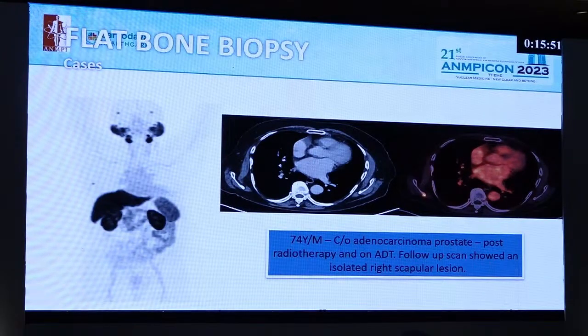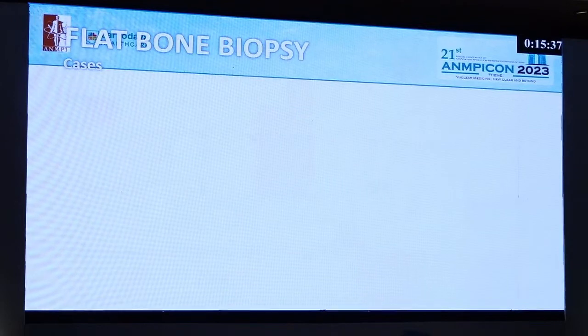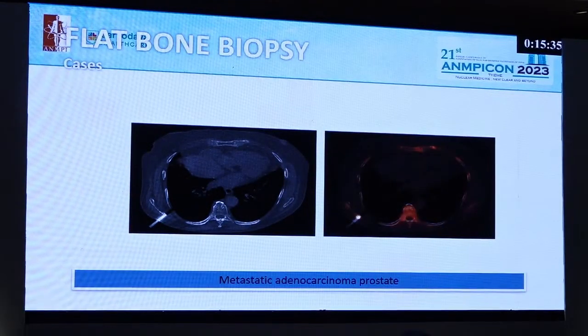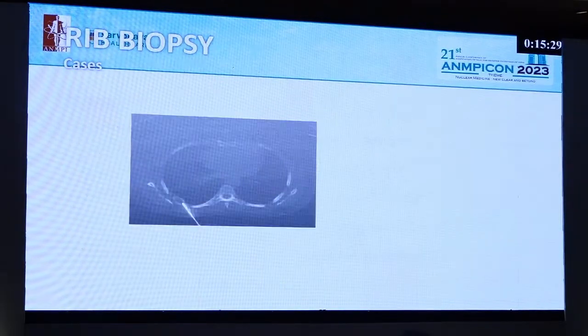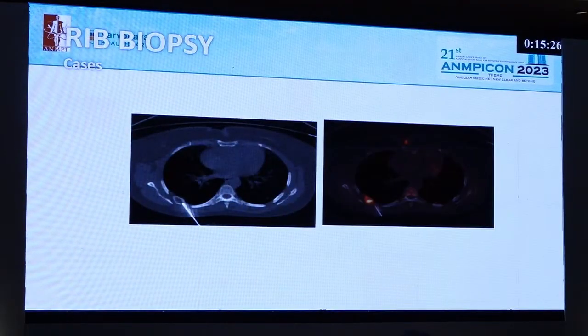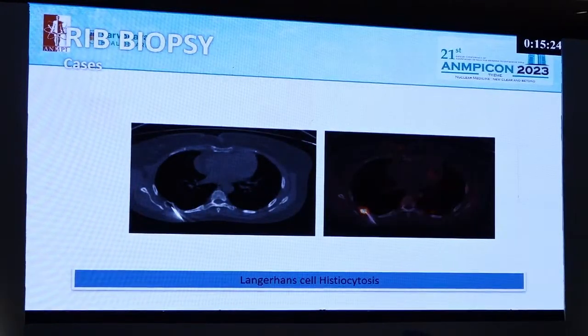In this case, we are showing that we are not only doing biopsies from long bones and vertebrae, we are also targeting some peripheral sites like the scapula and rib. In this case, the patient has adenocarcinoma of the prostate. We targeted the scapula, and after the biopsy procedure it turned out to be metastatic adenocarcinoma from the prostate. This case demonstrates a rib lesion. We targeted this rib lesion, and after the biopsy it turned out to be LCH.